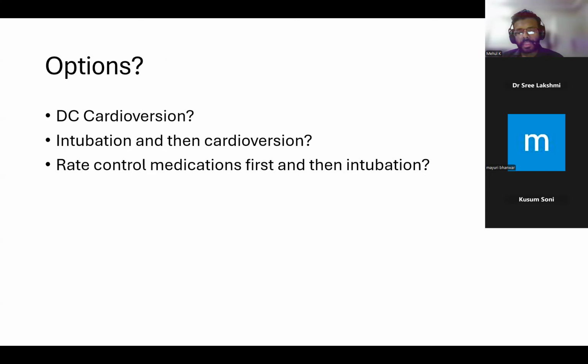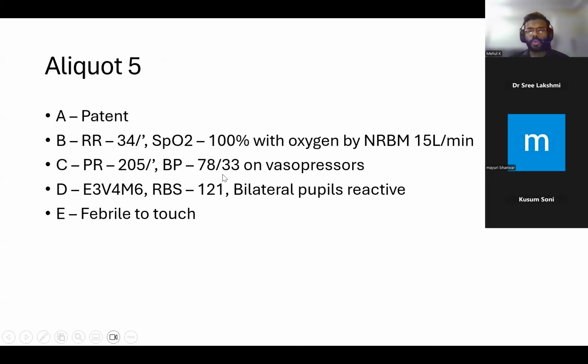If you are sedating this patient, doing DC cardioversion without sedation is not ethical in a conscious patient. I would not recommend that anybody try that, so that is not a proper option here. Sedation with DC cardioversion without a secured airway in this kind of patient is going to be very dicey. A lot of things can go wrong.